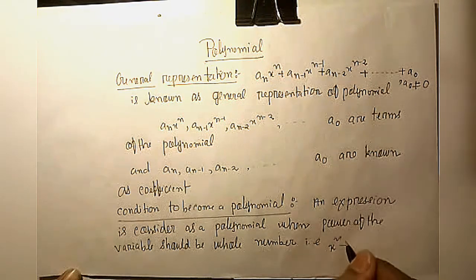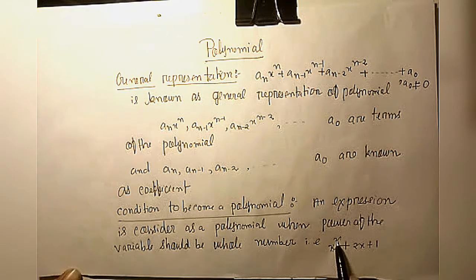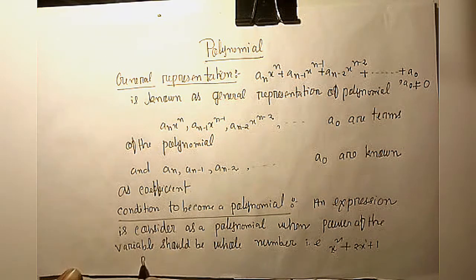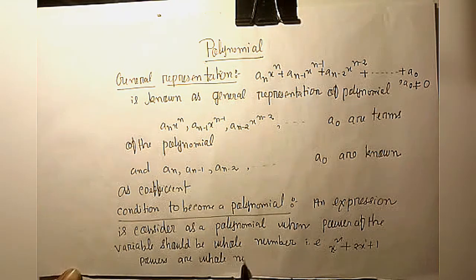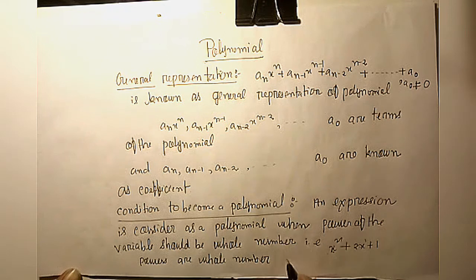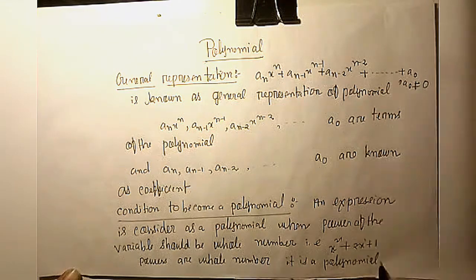For example, x square plus 2x plus 1. In this case, the variable is x and the powers are 2 and 1, and we know that 2 and 1 are whole numbers. So the powers in the given polynomial x square plus 2x plus 1 are whole numbers. It means x square plus 2x plus 1 represents a polynomial.